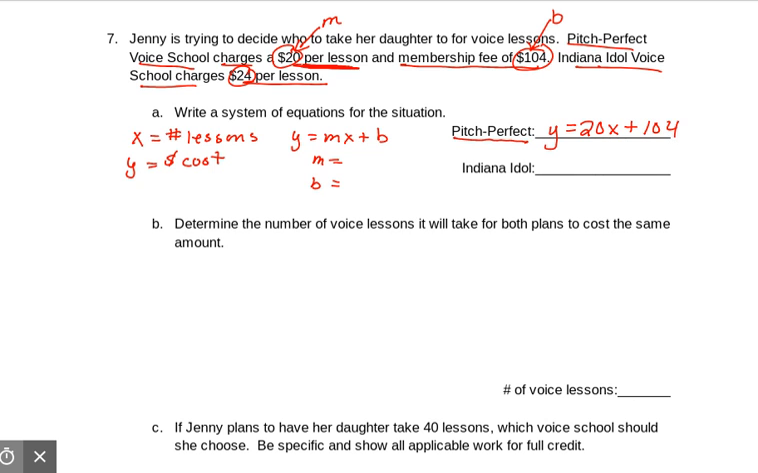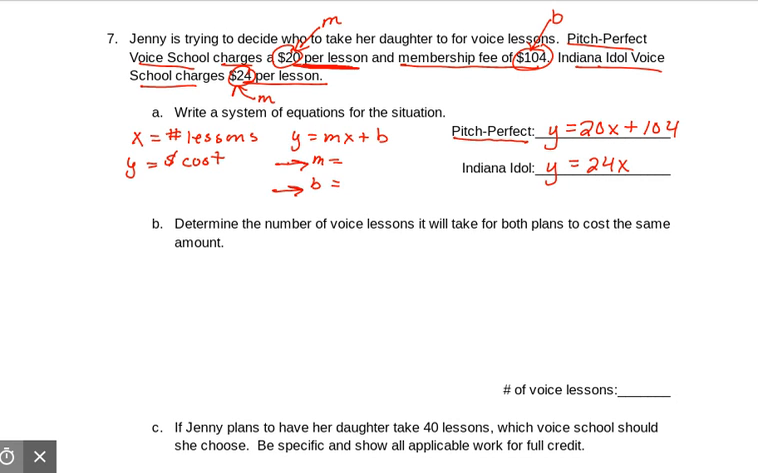Now for Indiana Idol, there's only one value there. So I have to figure out whether that's going to be my rate of change, my slope, or my starting cost, my y-intercept. And since it's per lesson, this is a rate of change. That is my slope. So for Indiana Idol, I would have y equals 24x. So I'm done with that first part.